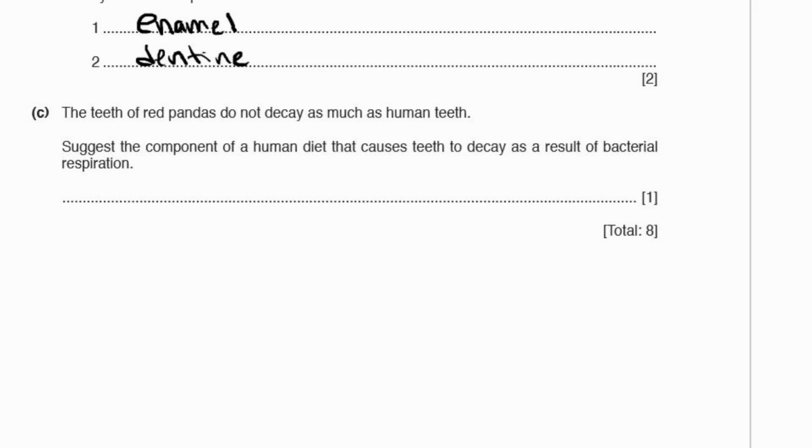C. The teeth of red pandas do not decay as much as human teeth. Suggest the component of a human diet that causes teeth to decay as a result of bacterial respiration. Well, that would sadly be sugar. Humans eat a lot of sugar, and bacteria really like the sugar. Okay, pandas don't eat very much sugar.